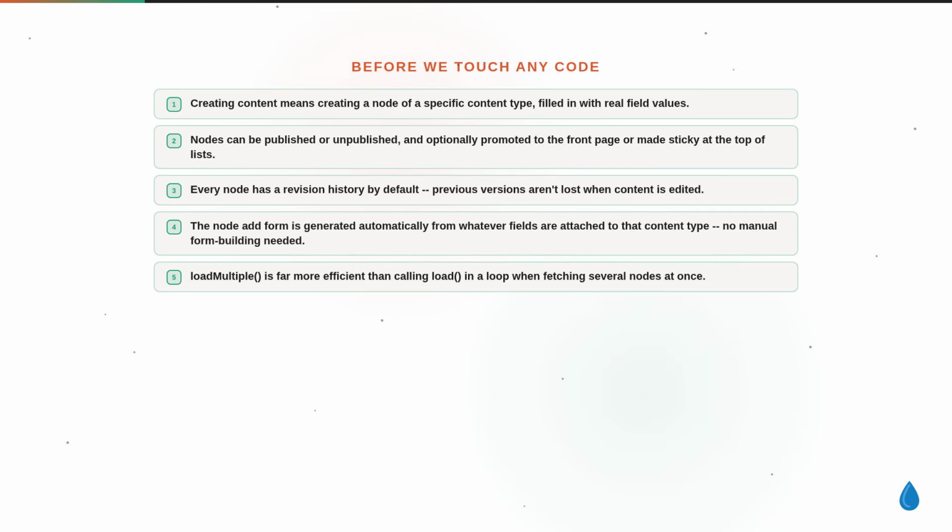Nodes can be published or unpublished, and optionally promoted to the front page or made sticky at the top of lists. Every node has a revision history by default. Previous versions aren't lost when content is edited.